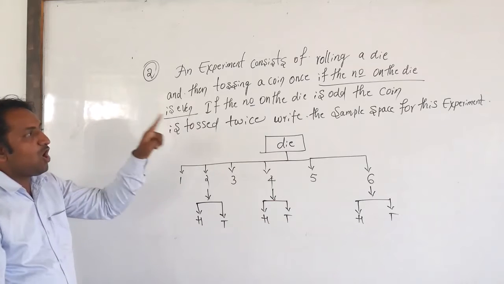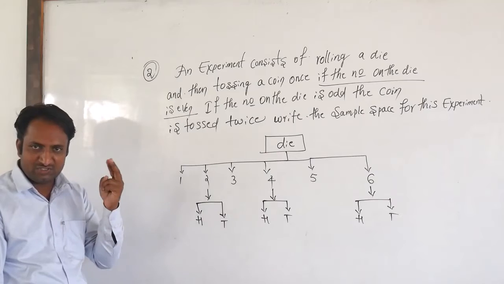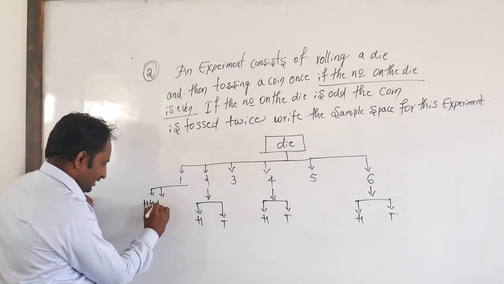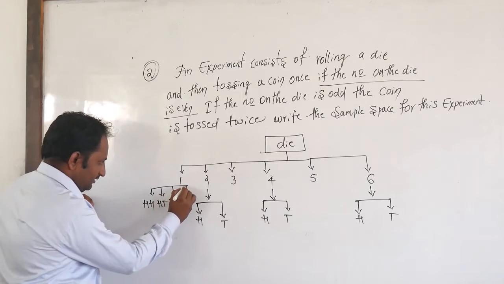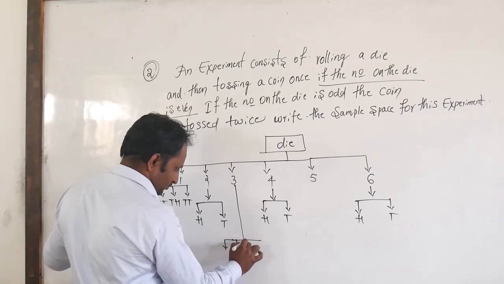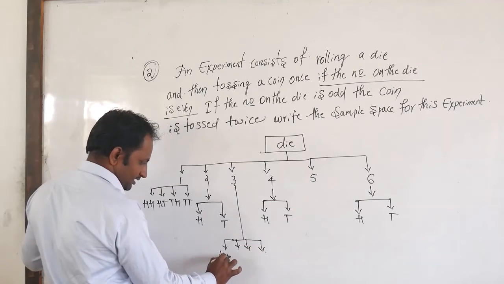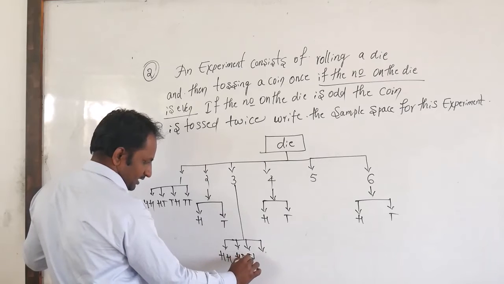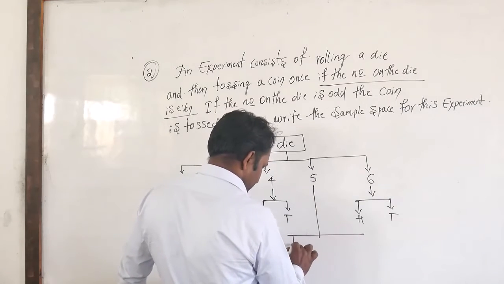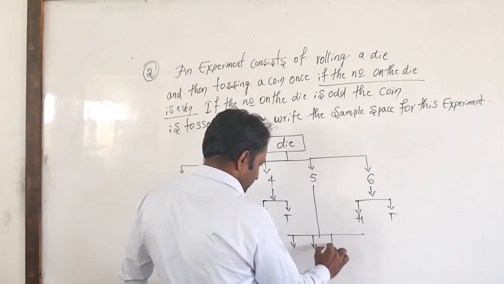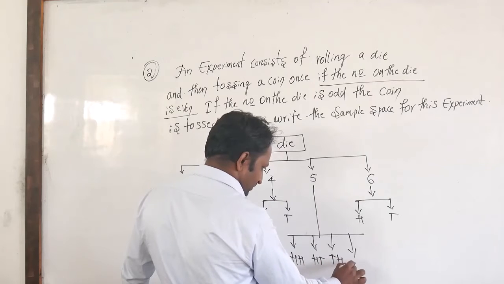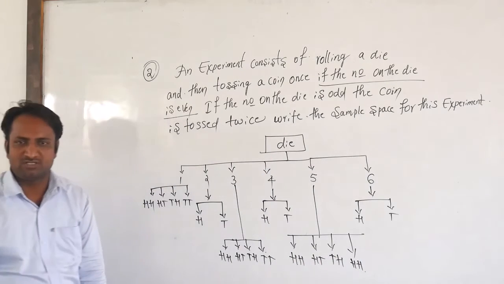If the number on the die is odd, a coin is tossed twice. Here the possible results are head head, head tail, tail head, and tail tail. Similarly, for each case 1, 2, 3 and 4, these are the possible outcomes.